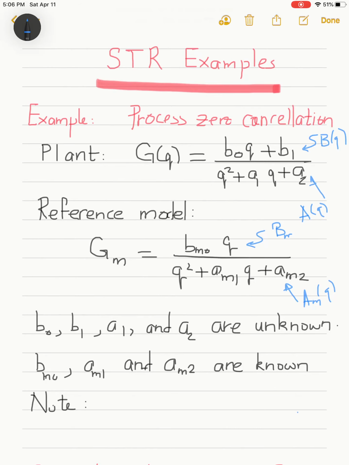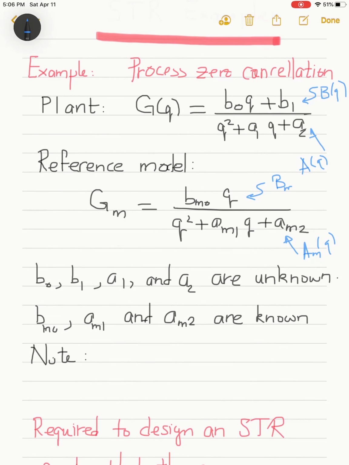Now there is an important note here. When we choose the reference model, the difference between the degree of the denominator polynomial Am and the numerator polynomial Bm has to be greater than or equal to the difference between the degree of the plant denominator A and the numerator polynomial B. The difference between the denominator and the numerator in a transfer function actually gives us the delay. And this simply says that you cannot really change the physical delay of the original system.